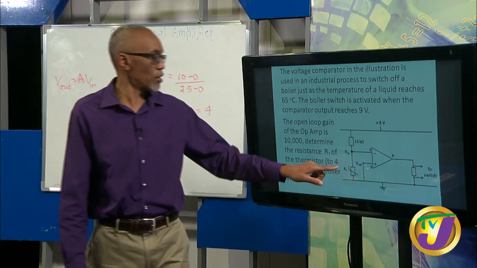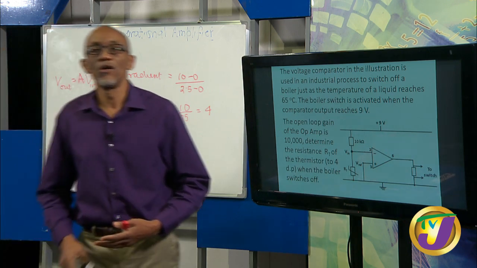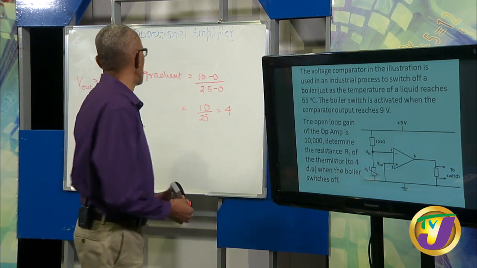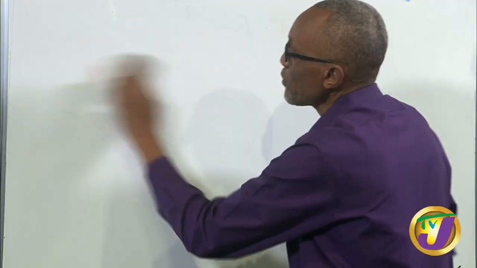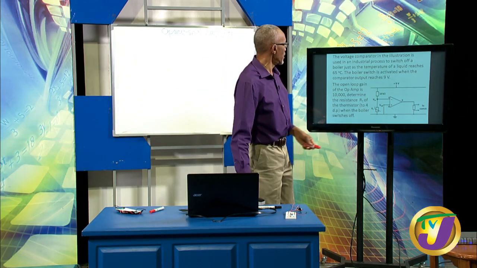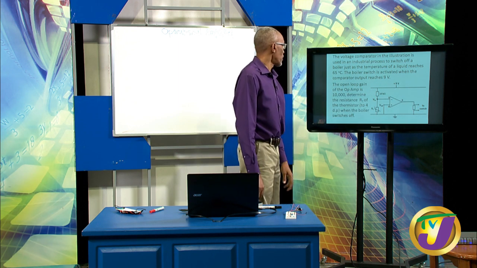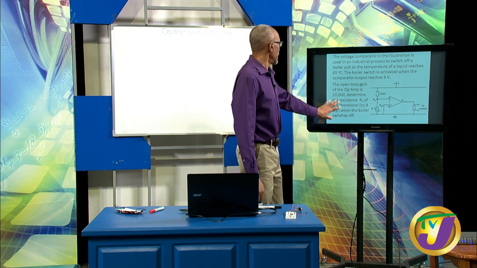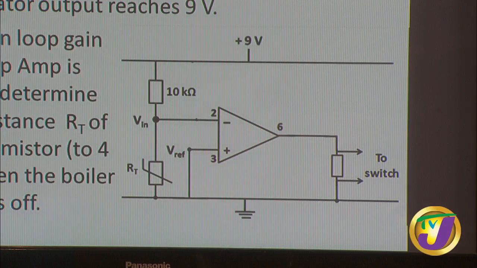We have a thermistor that you would put in the boiler, and the resistance of the thermistor varies with the temperature. So when this output here reaches 9 volts, and the open loop gain of the op amp is 10,000, this here is basically an open loop.